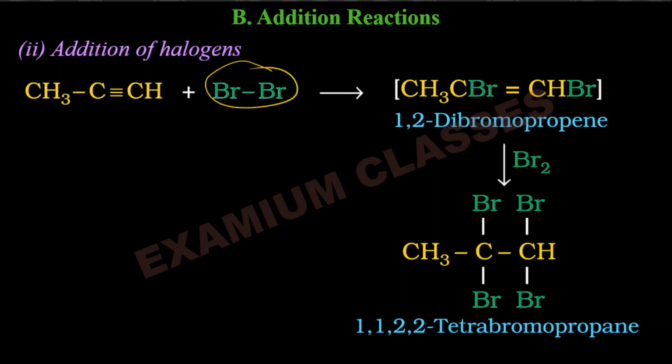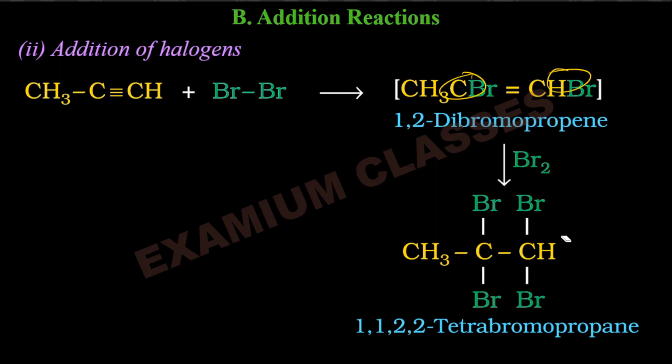Halogens are symmetrical. Because these are symmetrical, we can't say one bromine will be more positive and the other one more negative. Both are the same. So they will get attached to both the carbons, one each, and then again one each.